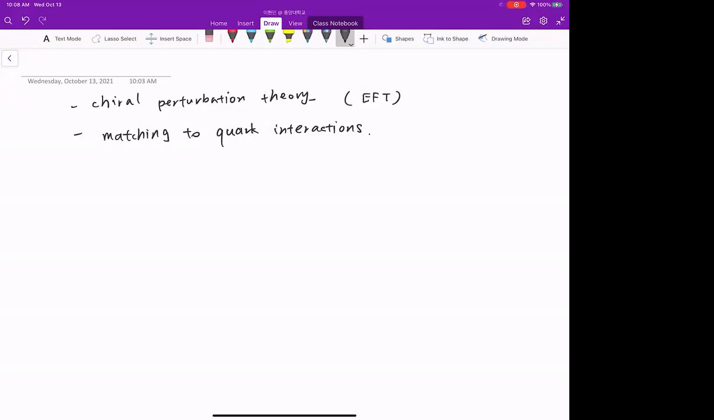Then eventually, we are going to discuss the particle decays due to electroweak interactions. But you can think about lepton decays, purely leptonic channels. There is no strong interaction. But in our case, we need a strong interaction to describe meson decays. So that's why we are considering chiral perturbation theory.